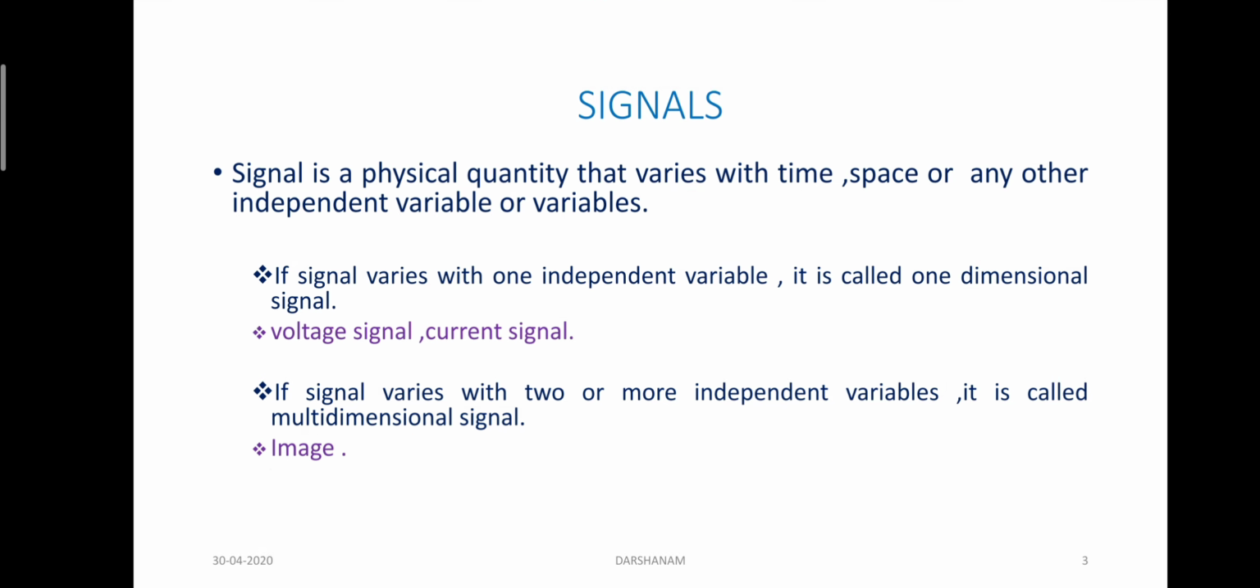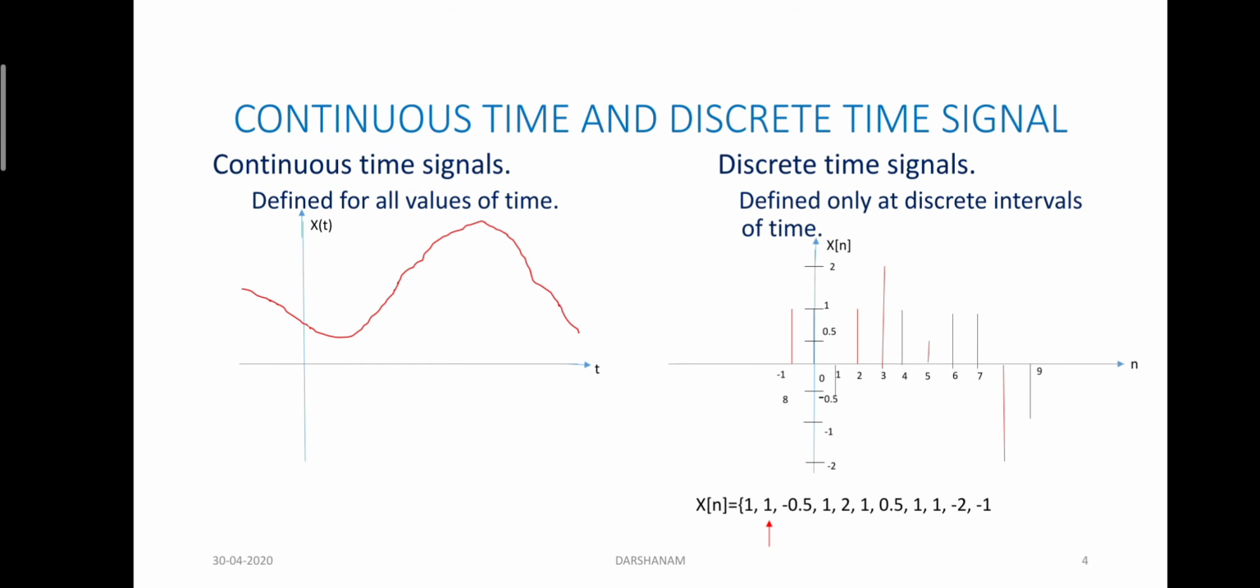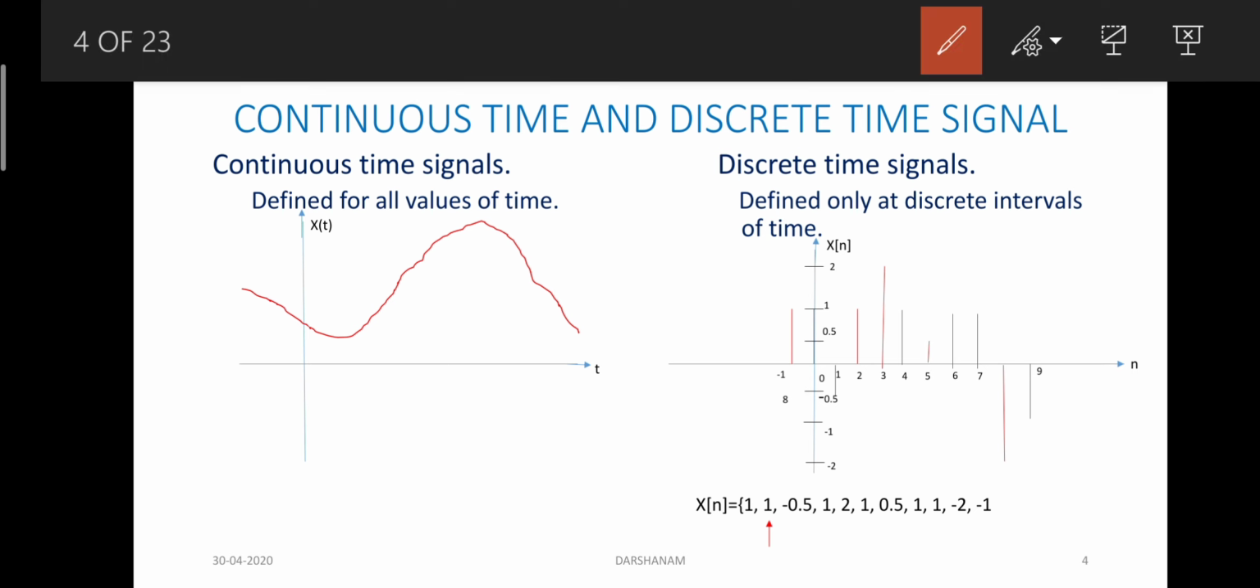So the definition of signal is any physical quantity that is having some information and it will vary with time, space, or any other independent variable or variables. Now we can see there are two types of signal, that is continuous time signal and discrete time signal. From the figure, it is clear that the continuous time signal is defined for all values of time, whereas in the discrete time signal, the signal is defined for only discrete time intervals.